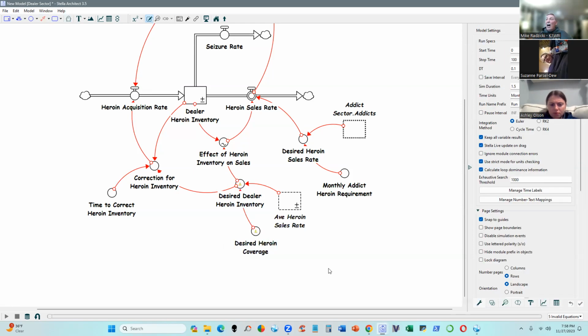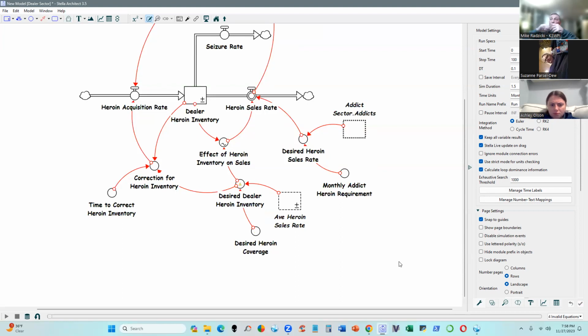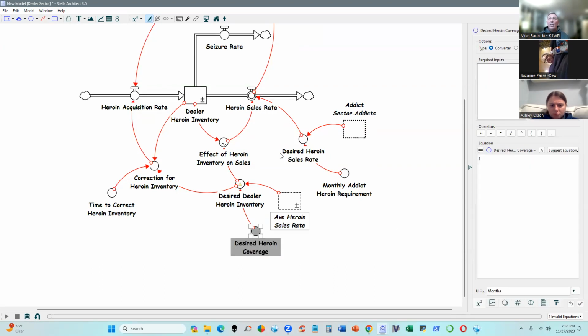So coverage is a time idea. It's not a bag idea. You might say we want 1 month worth of heroin at the rate it's leaving. I want 1 month of the stuff around, and then I'm confident. So you could plot on the same graph, on the same scale, desired heroin coverage against the average residence time. If you use Little's law, when they're the same, you're good. You're at your desired value.